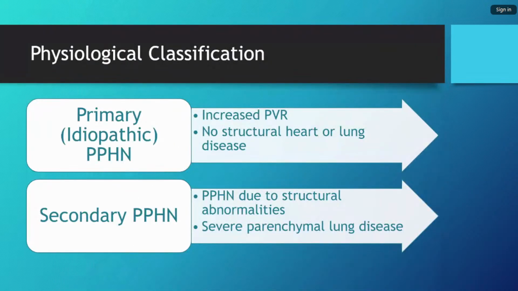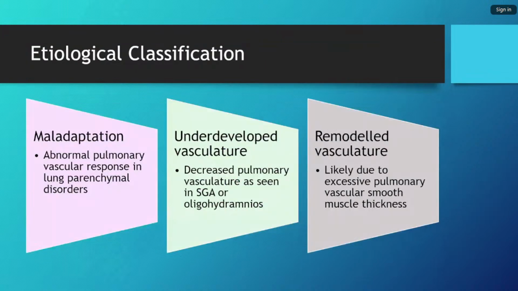Now the classifications of PPHN. First is physiological classification. That is primary and secondary. Primary is there is increased pulmonary vascular resistance without any structural heart or lung disease. In secondary, there is increased PVR, but there are structural abnormalities like severe parenchymal lung diseases. Next classification is etiological classification. There can be maladaptation. There is abnormal pulmonary vascular response in lung parenchymal disorders, or there is underdeveloped vasculature. There is decreased pulmonary vasculature as seen in SGA or oligohydramnios baby. Or there can be remodeling vasculature likely due to excessive pulmonary vascular smooth muscle thickness.